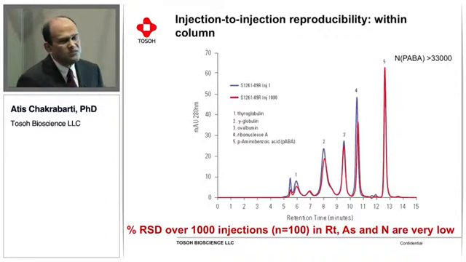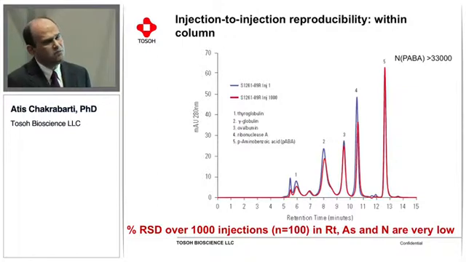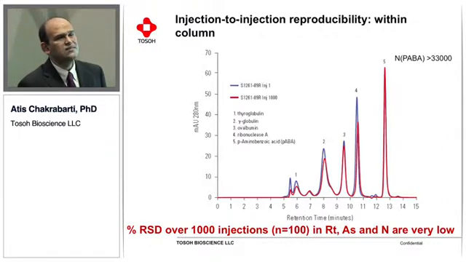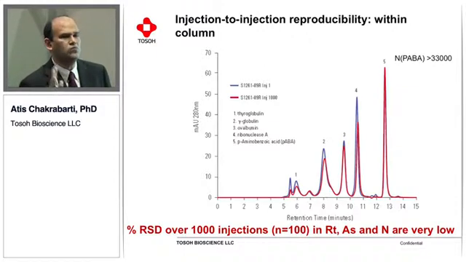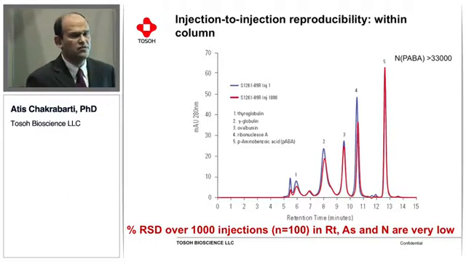But even after 1000 injections, the theoretical plate count of PABA was greater than 33,000. It was very stable, and as you remember, the total protein content of this single run is 0.6 milligram. So I am loading 0.6 milligram for more than 1000 injections, and still nothing changed in terms of the efficiency.